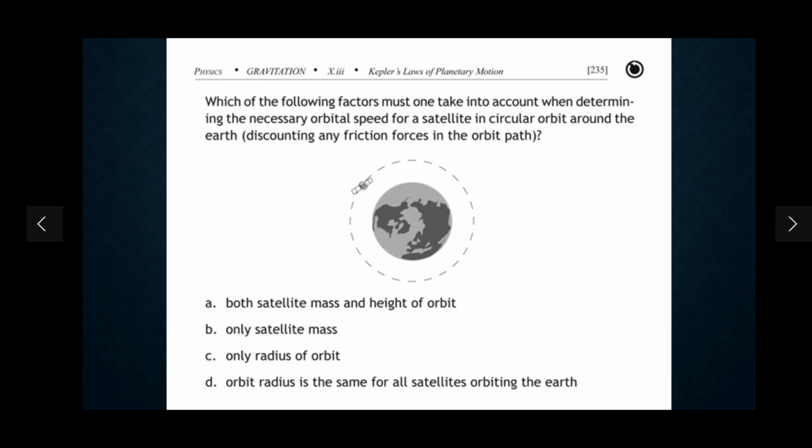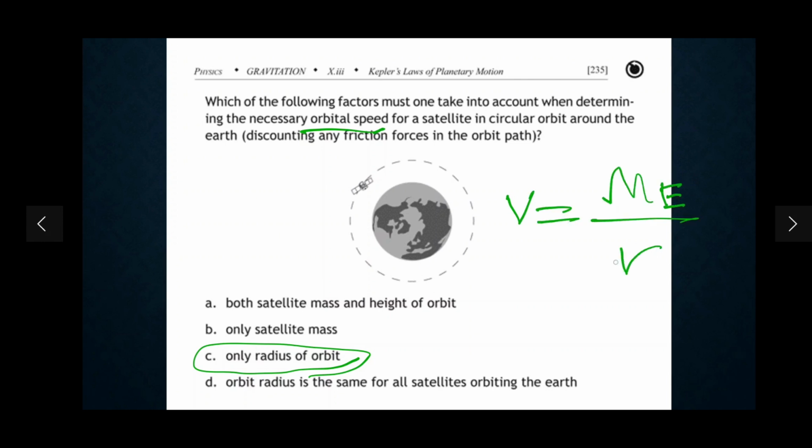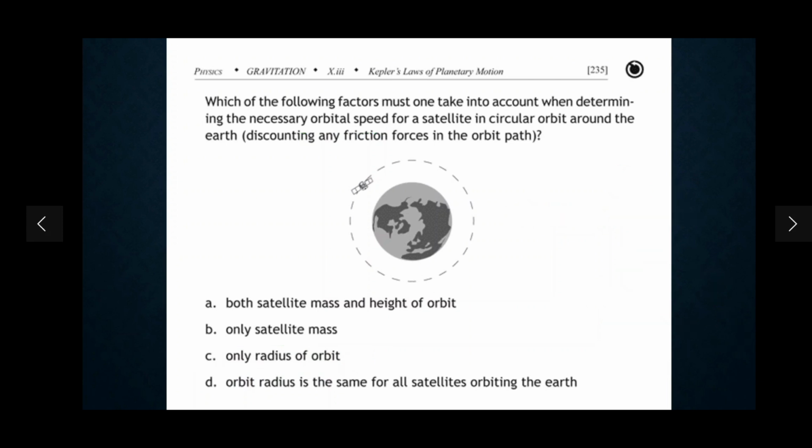Which of the following factors must one take into account when determining the necessary orbital speed for a satellite around Earth, discarding any other type of friction forces in the orbit path? We should only take care of the radius of the orbit. Since we need to find the orbital speed, we notice that v only depends on the mass of Earth and r, the orbit radius. So it depends only on the radius of the orbit.